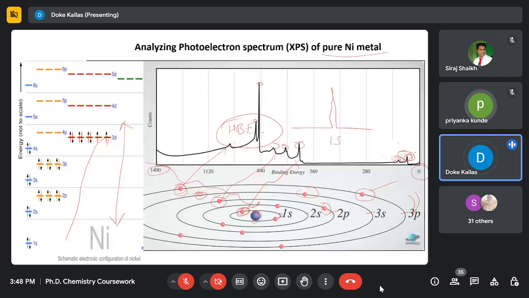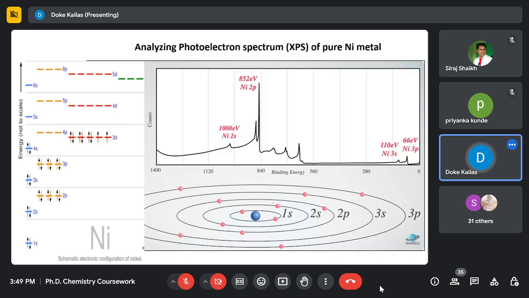Okay, we'll go to the next slide. Here I have quoted some binding energies of electrons. This peak at 66 electron volts, close to zero, is because the electron is ejected from the 3p orbital. The next, at 110 electron volts, is where the electron is emitted from the 3s orbital. Here I have not mentioned anything because it is not concerned with XPS.